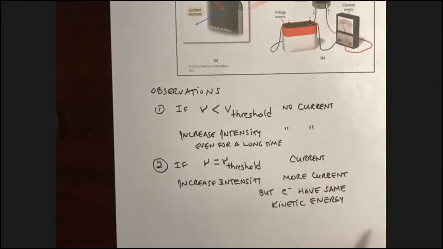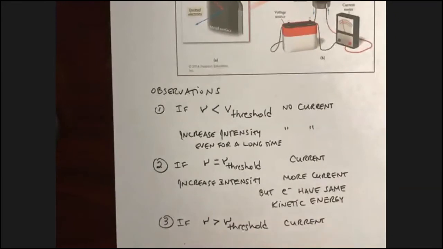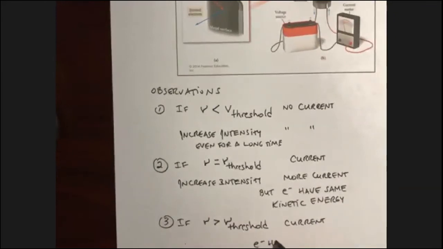All right. Then the last thing that they realized was that if you are at a frequency that is greater than the threshold frequency, of course, you get current. But also the electrons have more kinetic energy.